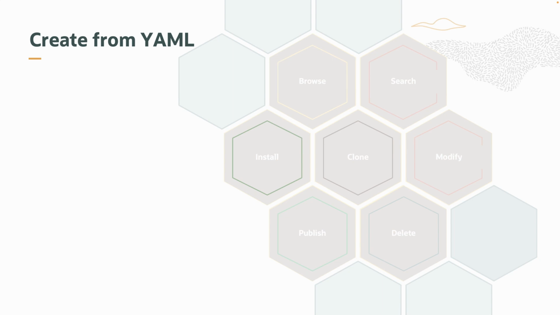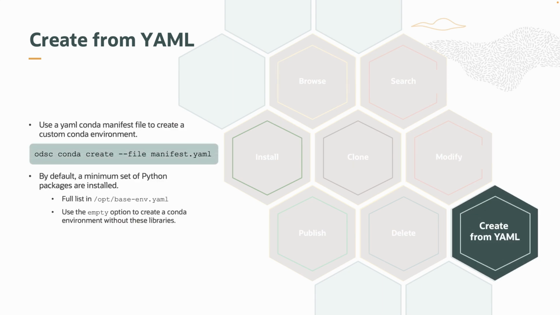One way that you can create a Conda environment is by cloning it. Another way is by modifying it, or you can create a Conda environment from scratch. And you do this by using ODSC conda create, and then you give it the --file-name command line option plus the Conda manifest YAML file. This is just your standard Conda manifest that you would use to create a Conda in any other system.